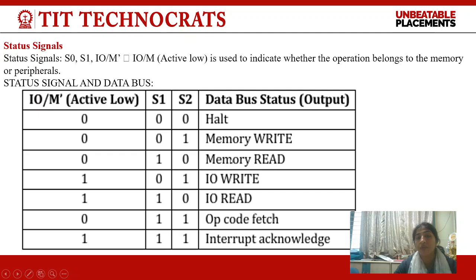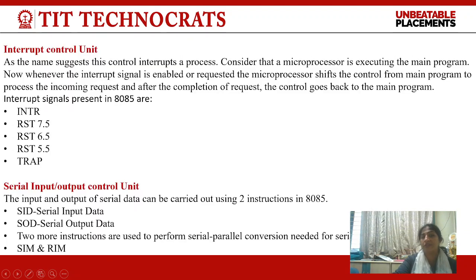When it is 0 1, memory write. It is 0 1 0, memory read. When it is 1, input output write. When it is 1, input output read. When it is 0 and both these status signals are 1, it means opcode fetch is going to take place. And when all three are 1, it means interrupt acknowledgement is going to take place.